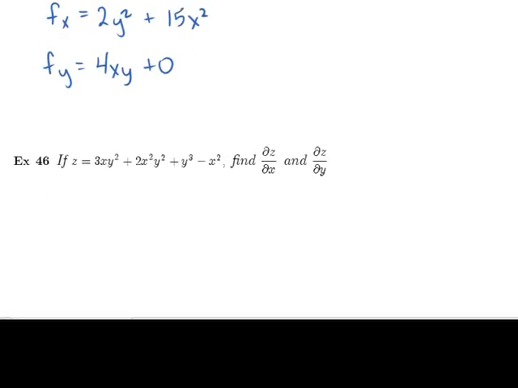So I want you to try this next example, 46, enter your answer in the online system, and that will conclude this video. The next lesson is going to look at some applications of partial derivatives.